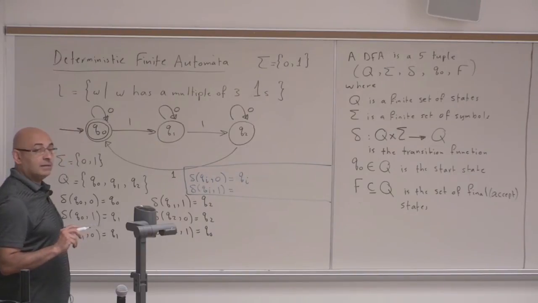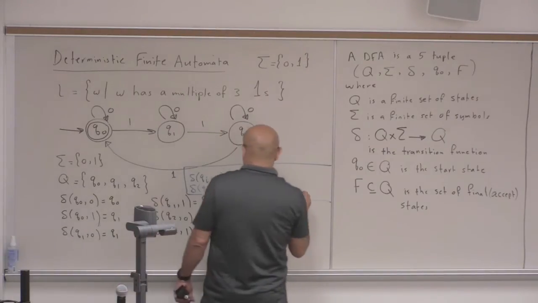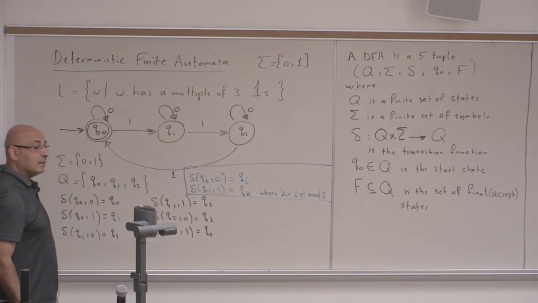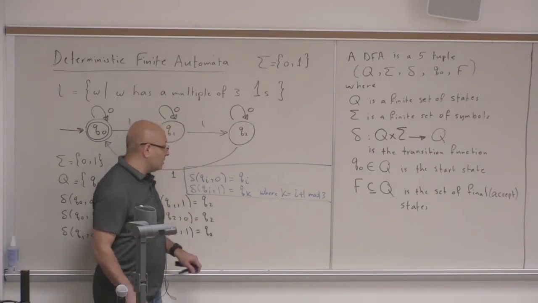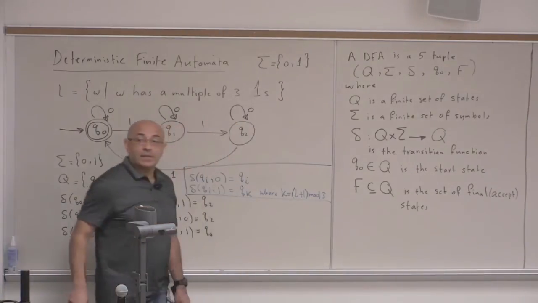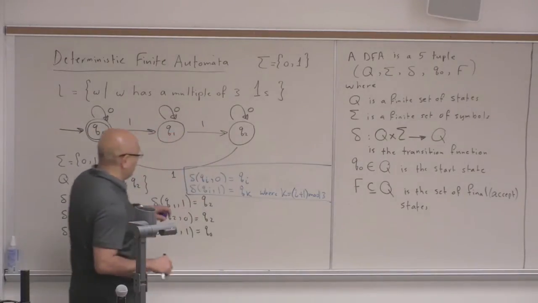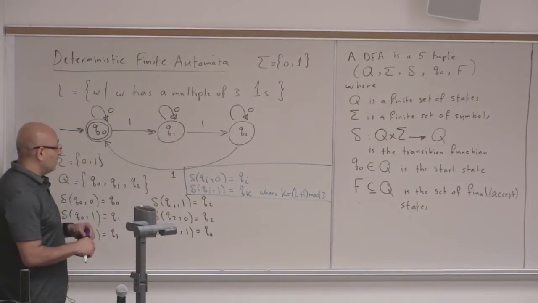So how do we express this mathematically? Mod? Yeah, i plus 1 mod 3. So it's Qk, where k equals i plus 1 mod 3. Right? Does anyone disagree? Okay. So delta of Qi and 1 is Qk, where k is i plus 1 mod 3. So for every i, it's going to be i plus 1, except for when i is 2. So 2 plus 1 is 3, 3 mod 3 is 0. So it goes back to 0. Okay?